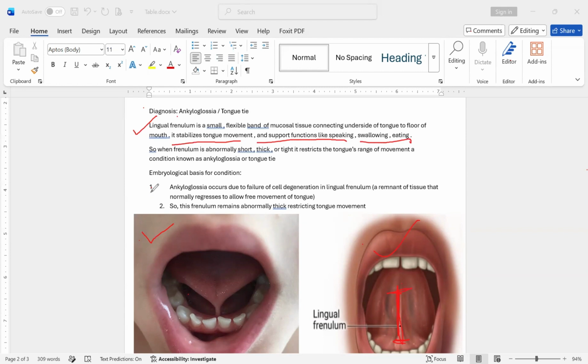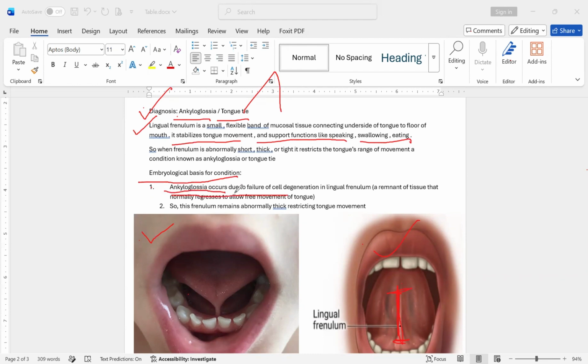So let's now talk about the diagnosis. So the diagnosis of the scenario is Ankyloglossia, and we can also call this condition as tongue tie because the tongue is tied to the floor of the mouth. So let's now talk about the embryological basis for the condition in the scenario.